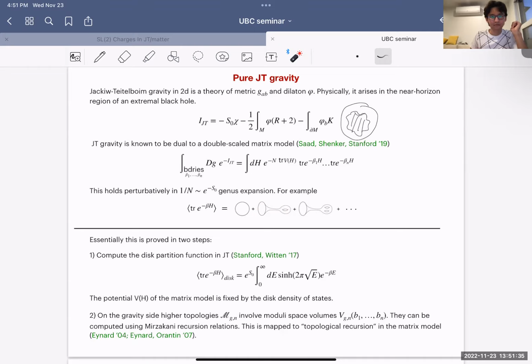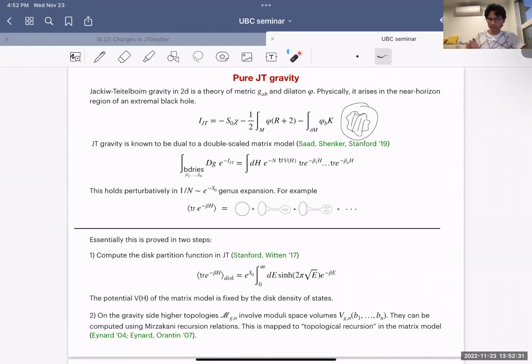And so the way this is proved is essentially in two steps. And these two steps will be important because we will argue that they generalize to the two matrix model case. So first, you compute the disk partition function in JT gravity, which is known explicitly. It's given by this famous sinh density of states. And then in the matrix model, you also assume this density of states on the disk, and this disk density of states fixes the matrix potential. So it turns out that the disk density of states is equivalent to knowing the potential. And so this fixes the matrix model. So this is step number one.